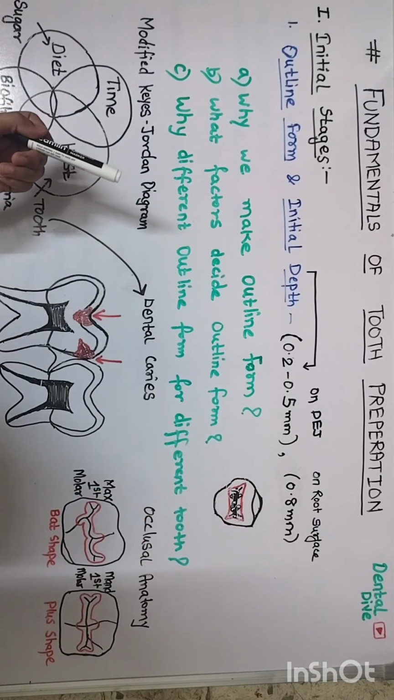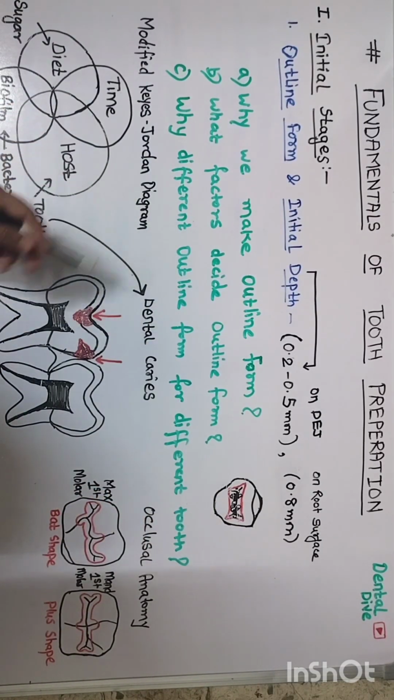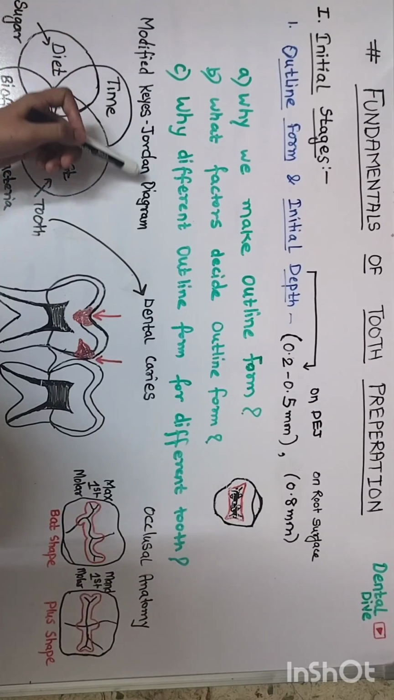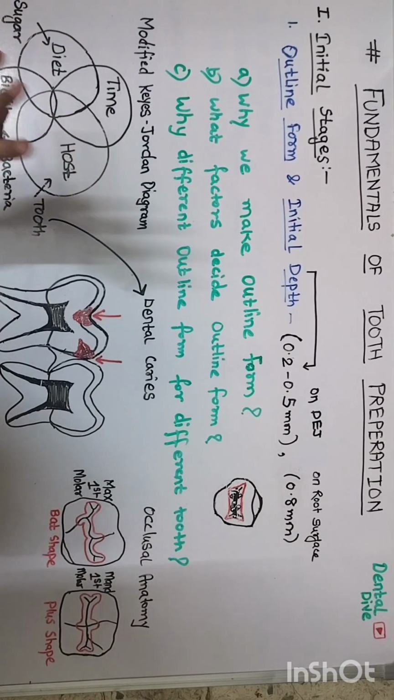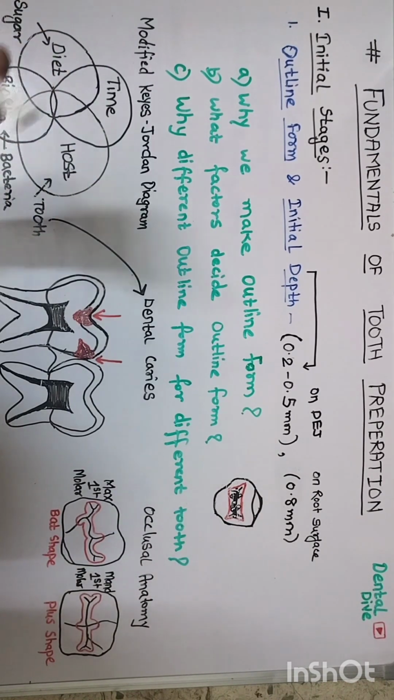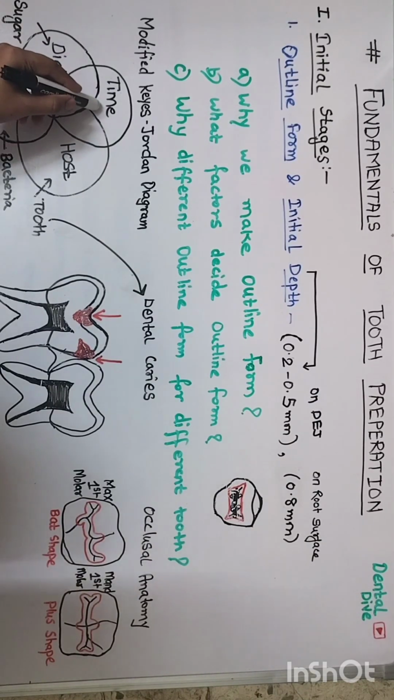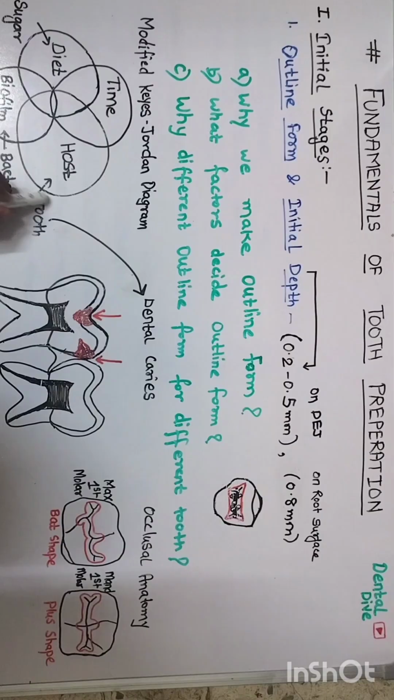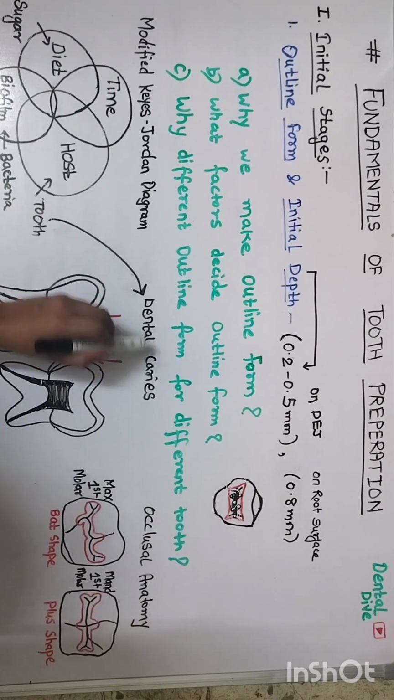What factors decide outline form? So you need a quick recap of the modified Keyes-Jordan diagram of dental caries, which includes 4 factors. First is your host, which includes your tooth in the oral cavity, then biofilm, which contains bacteria, and diet, which contains sugar. With time it will demineralize your tooth structure. So when a person is on a high carb diet which contains sugar, these bacteria in your biofilm will feed on this sugar, and with time it will produce acid which will demineralize your tooth structure, resulting in dental caries.